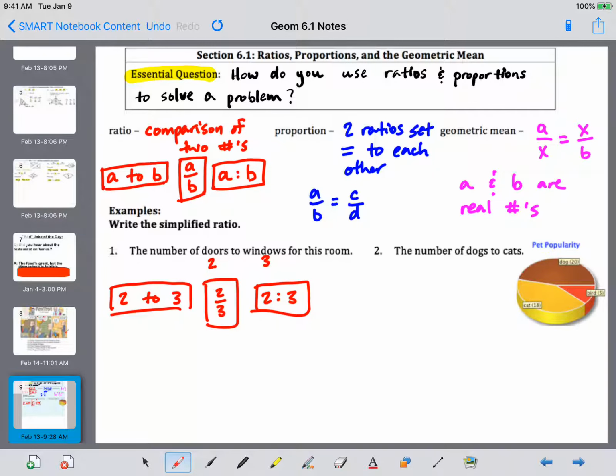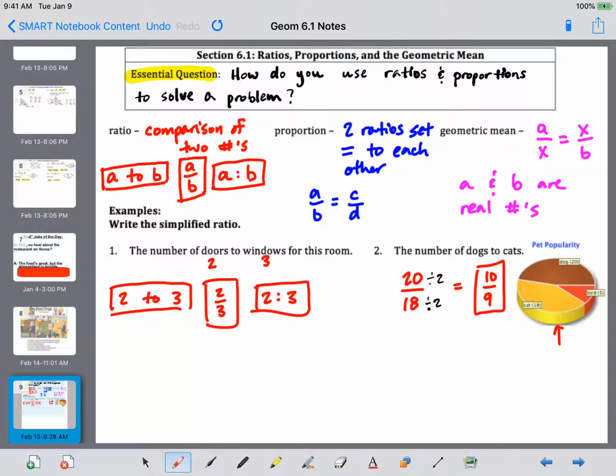All right, let's look at this table of pet popularity. I think cats are the best, but that's just me. And we're going to write a ratio of the number of dogs to cats. So in this survey, 20 people said that they preferred dogs, and 18 people said that they preferred cats. We can simplify by dividing both of those by 2. So the simplified ratio would be 10 to 9.